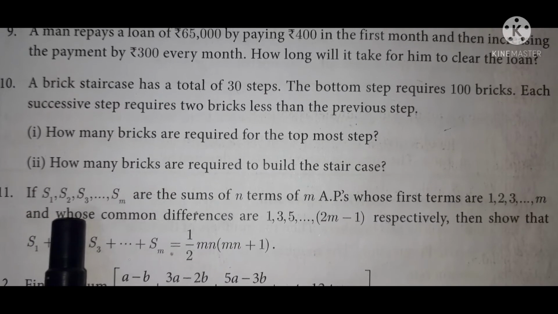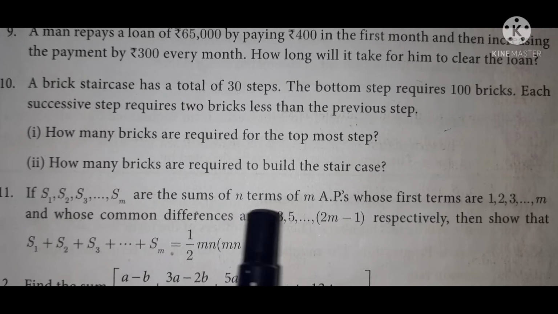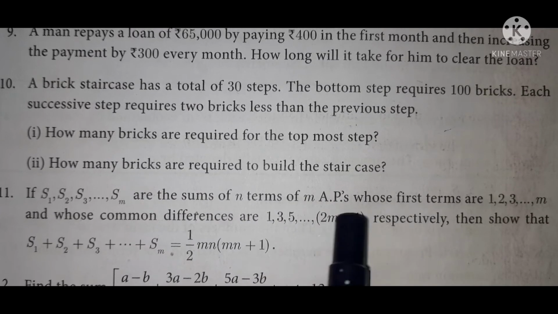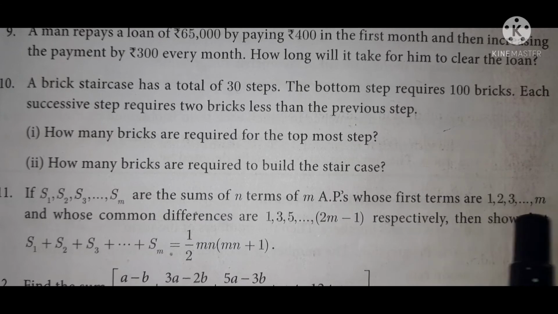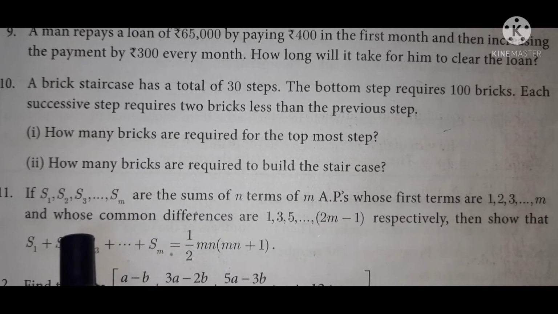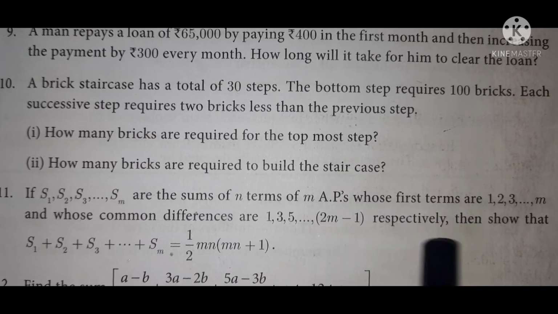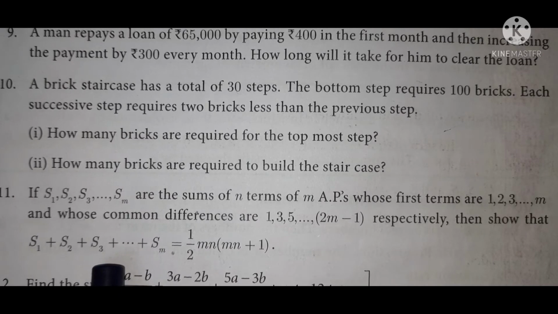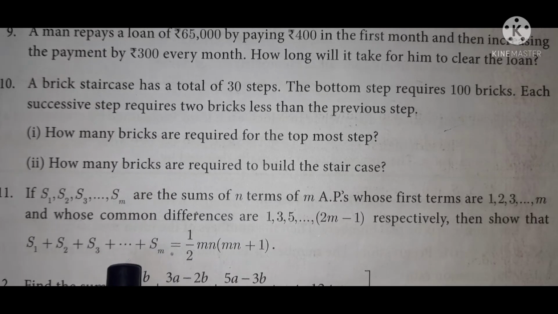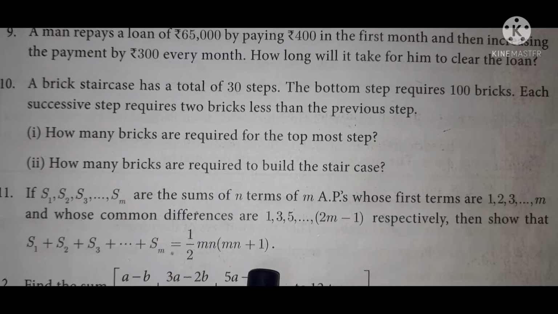11th sum. If S1, S2, S3 up to Sm are the sums of n terms of m APs whose first terms are 1, 2, 3 up to m and whose common differences are 1, 3, 5 up to 2m minus 1 respectively, then show that S1 plus S2 plus S3 and so on plus Sm is equal to 1 by 2 mn into mn plus 1.